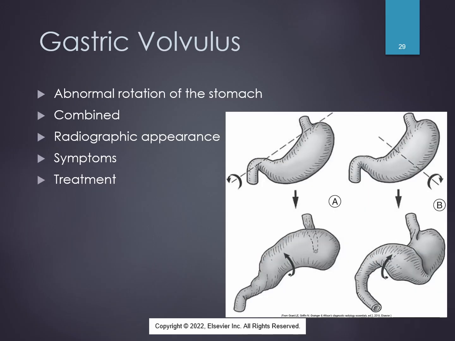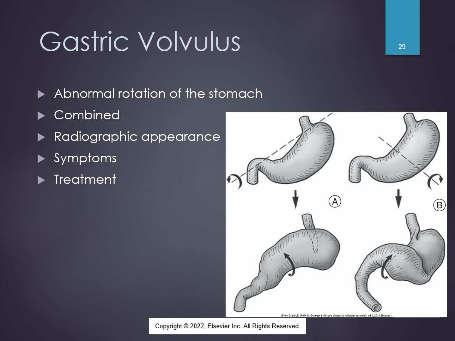A gastric volvulus is an abnormal rotation of the stomach with greater than 180-degree rotation. A combined volvulus is usually a result of chronic volvulus that begins as either organoaxial or mesenteroaxial. Gastric volvulus may present as a distended stomach in the chest or upper abdomen on an upright chest radiograph. A pneumoperitoneum may also be present if perforation has occurred.